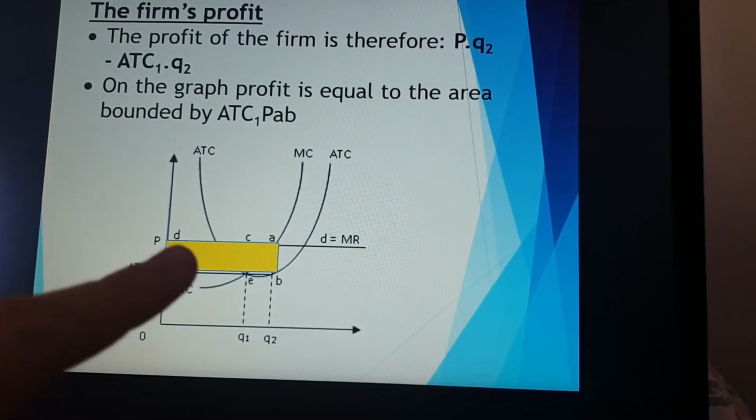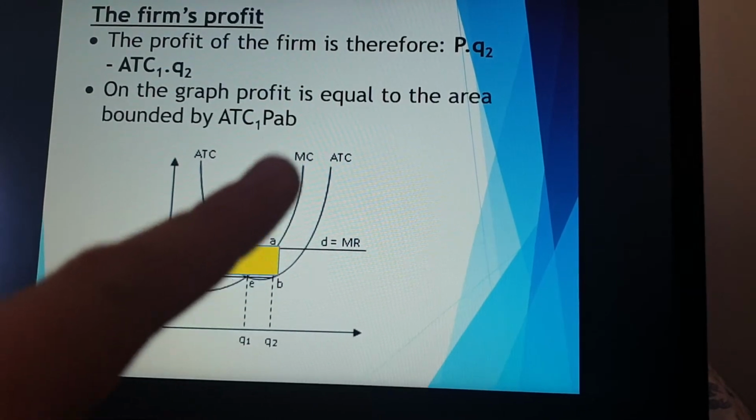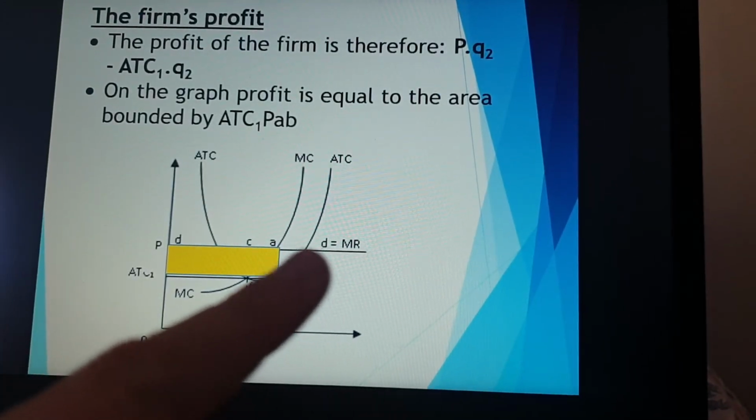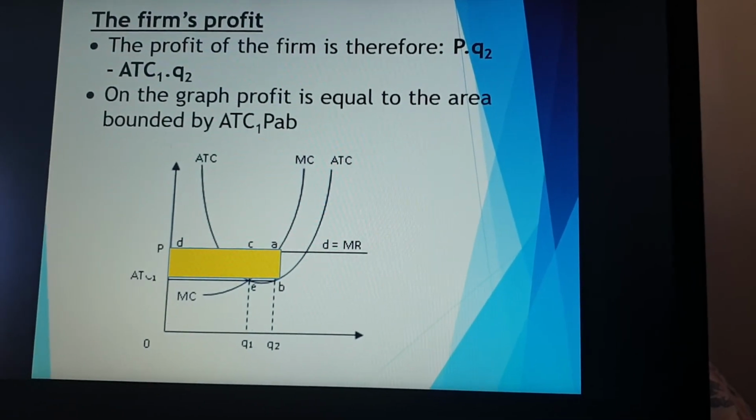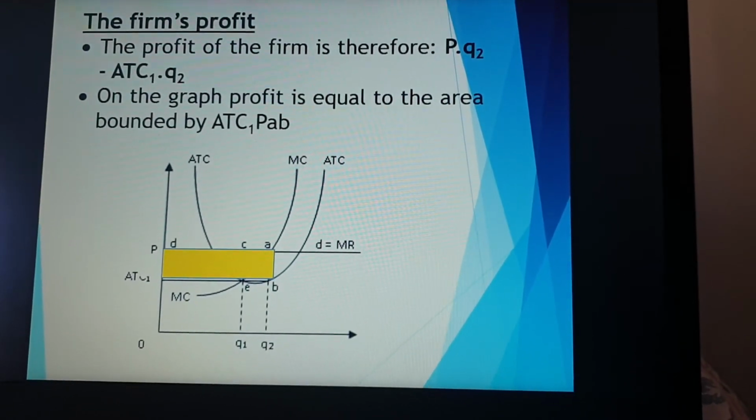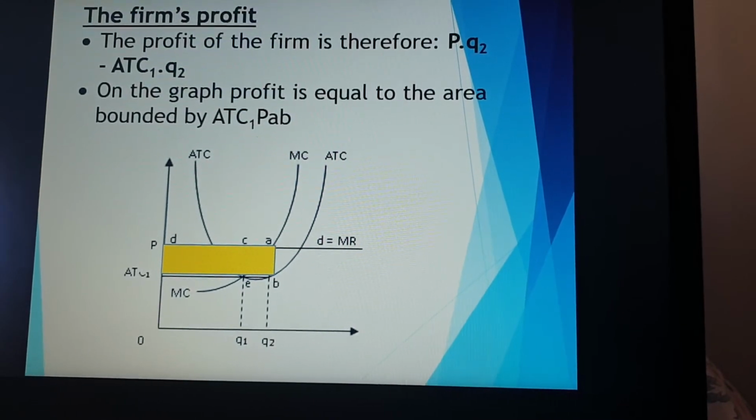Why here, this section again? Because that is where MC equals MR at point A. Alright, so my perfect competitive firm is going to make an economic profit in the short run.